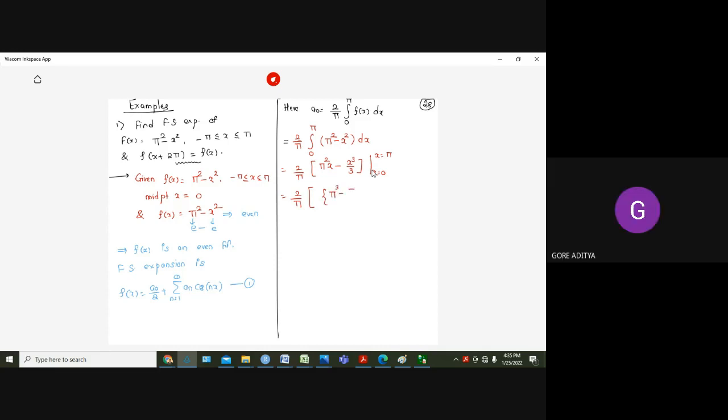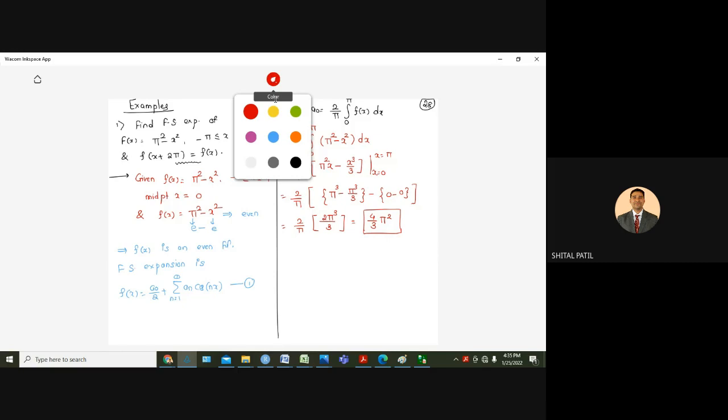A naught is equal to 2 by 3 pi square. Absolutely. So after simplification, we have 4 by 3 pi square, isn't it? Yes, sir, 4 by 3 pi square. Yes, absolutely. Those who are not getting this answer, check it, see where you are making a mistake.